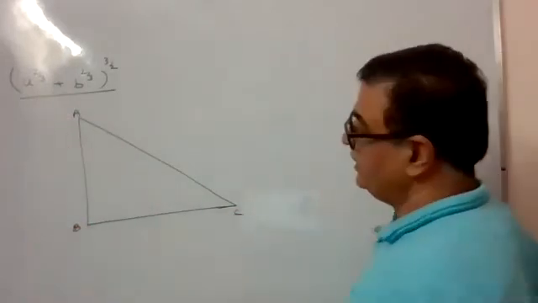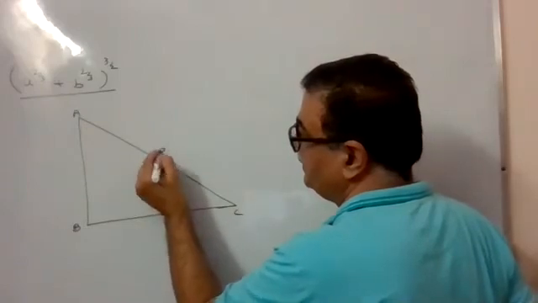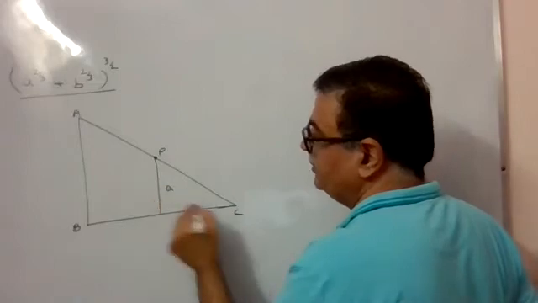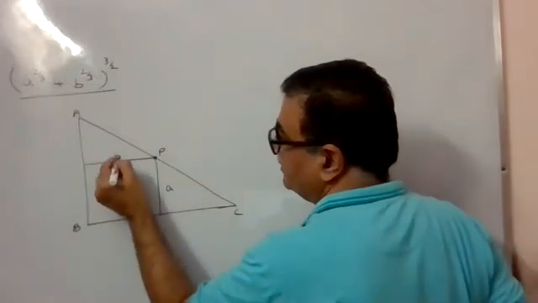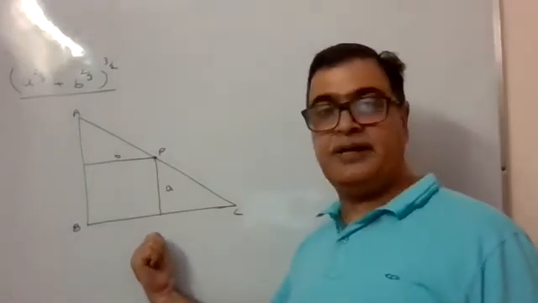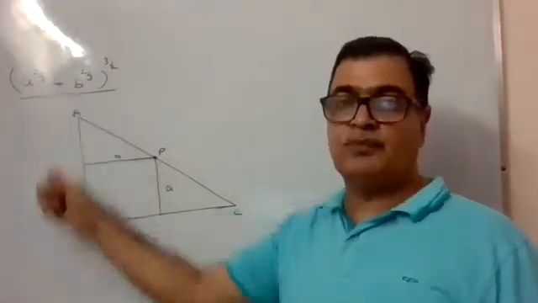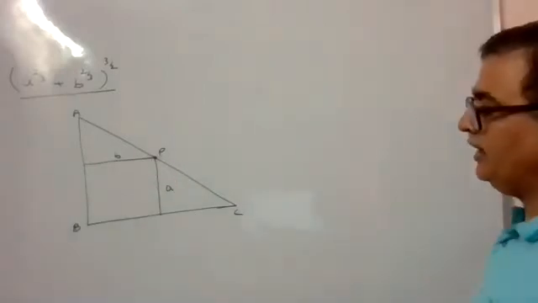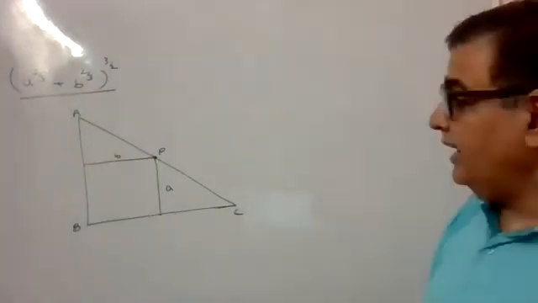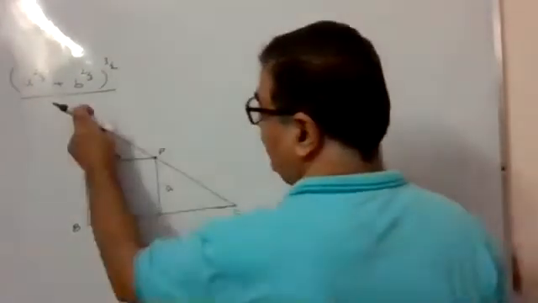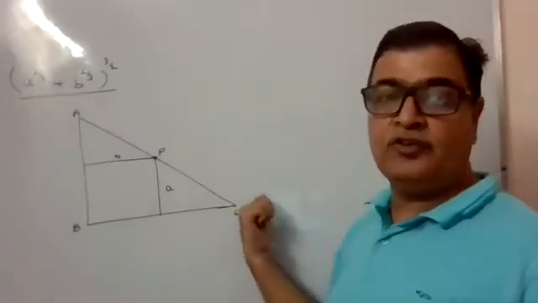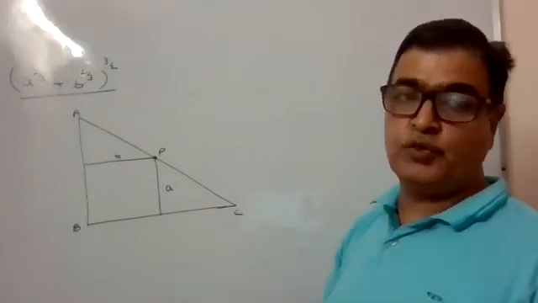On this right angle triangle, there is a point P, which is at a distance A from this base and B from this side. So A is from here and B is from here. And now they are asking what is the length of this hypotenuse, that is to be minimized. So my question is, the length of the hypotenuse, we want that to be minimized.